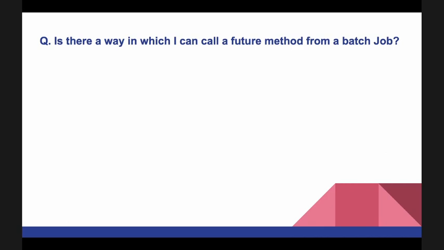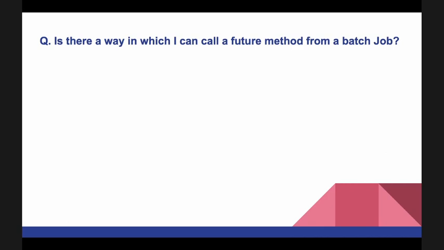But then the interviewer will say, no, but I want to call a future method from a batch job, give me a way in which I can call it. So the answer will be that calling a future method is not allowed in the execute method. But a web service can be called in the batch, and a web service can also call a future method. So we can define a web service having the future method and then call the web service from the execute method of the batch job.